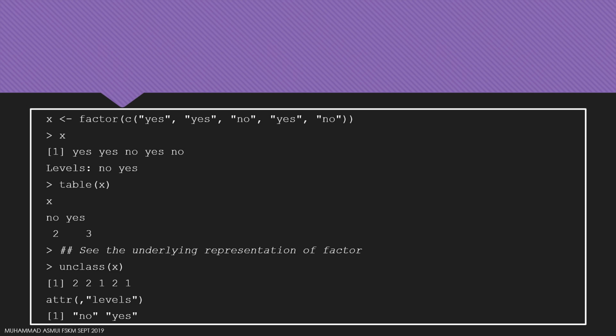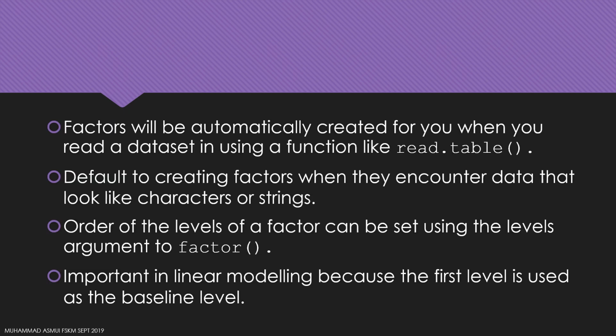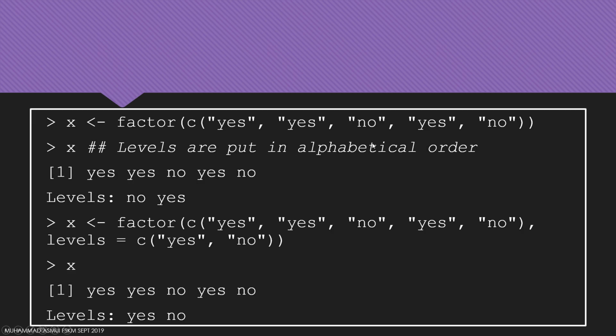So what if we need the order not to be alphabetical? You have to set it using the levels argument in the factor function. So how? You put levels c(yes, no). So what happens is that instead of being recognized in alphabetical order, now it will recognize yes as the first level, and then no.